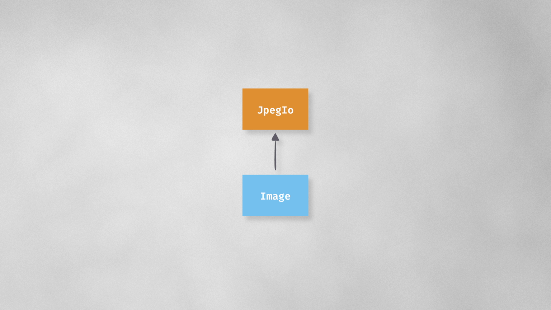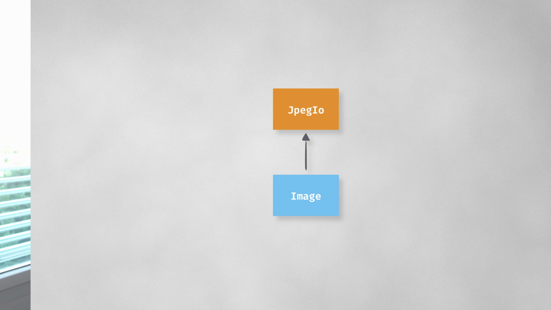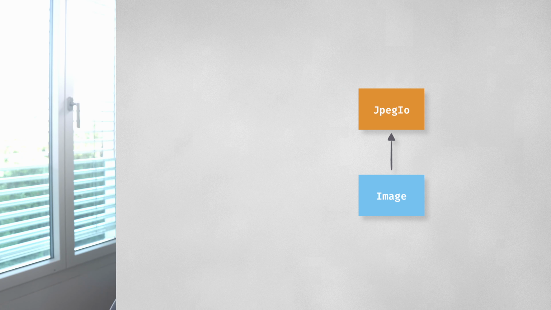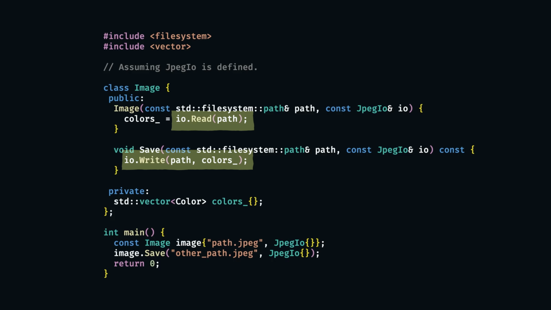Now we can say that the Image class depends on JPEG.io class, because Image uses the functionality of the JPEG.io in its implementation. We can also think of this in terms of their public interfaces. If a read or write function of the JPEG.io class changes, we will have to change the implementation of the Image. But if just the public interface of the Image changes, no changes are required on the JPEG.io side.